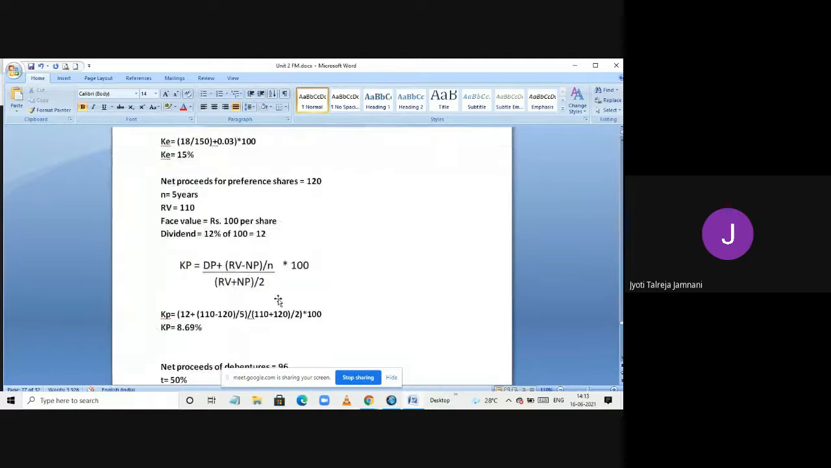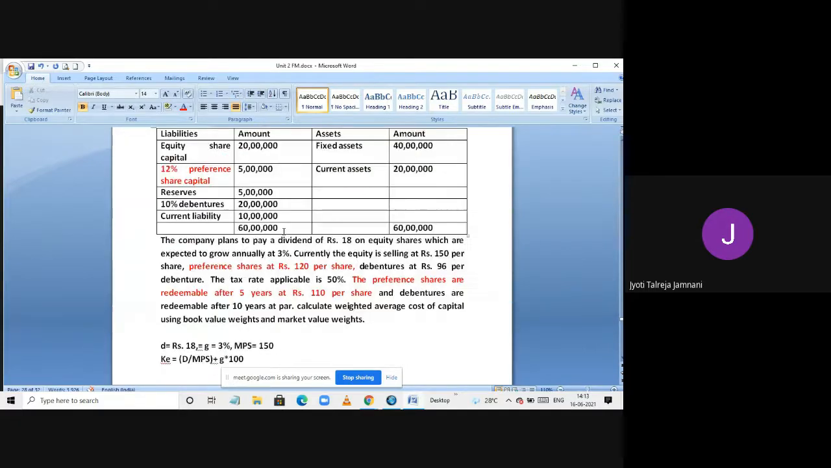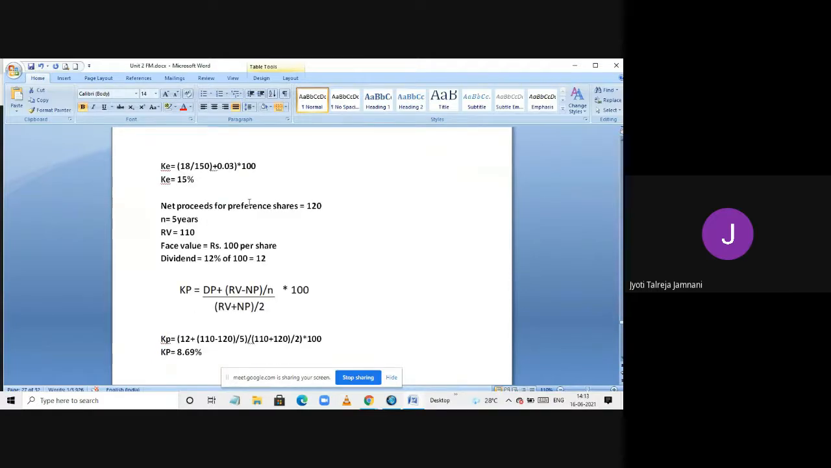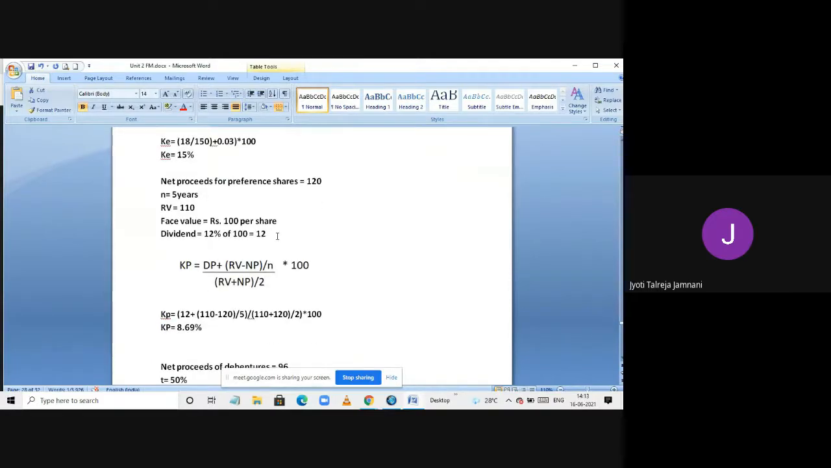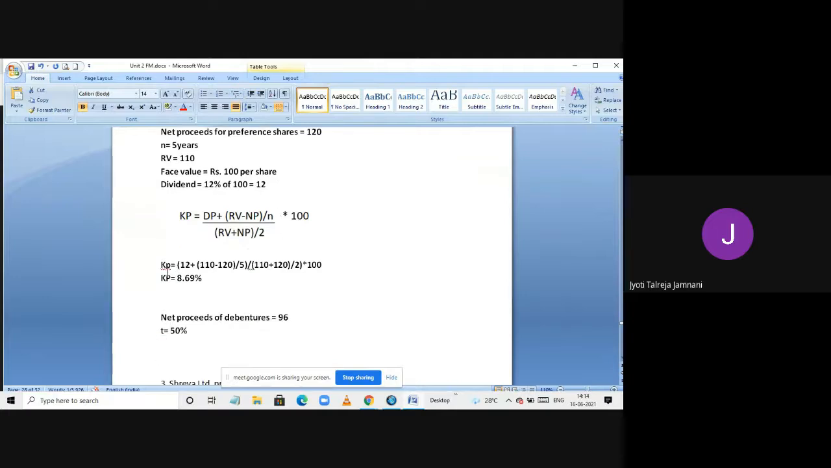Now we have to assume the face value to be 100 and calculate dividend on that. If you see, I'm nowhere taking the face value, but to calculate the dividend, you should know per share's book value, which is not given in the balance sheet. You can see the total value is given 5 lakh rupees. Per share, how much they have not mentioned. So I have assumed it to be 100. On 100, 12% means 12 rupees is dividend. Using that, we formed the equation, and 8.69% is the value of cost of preference shares.